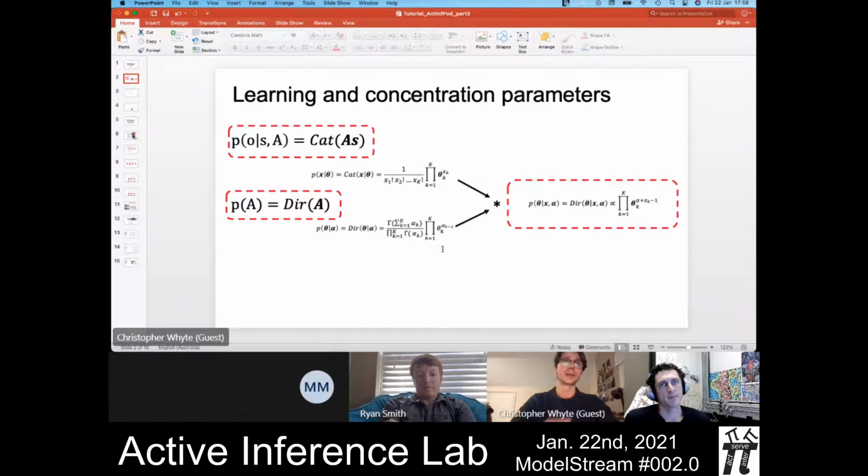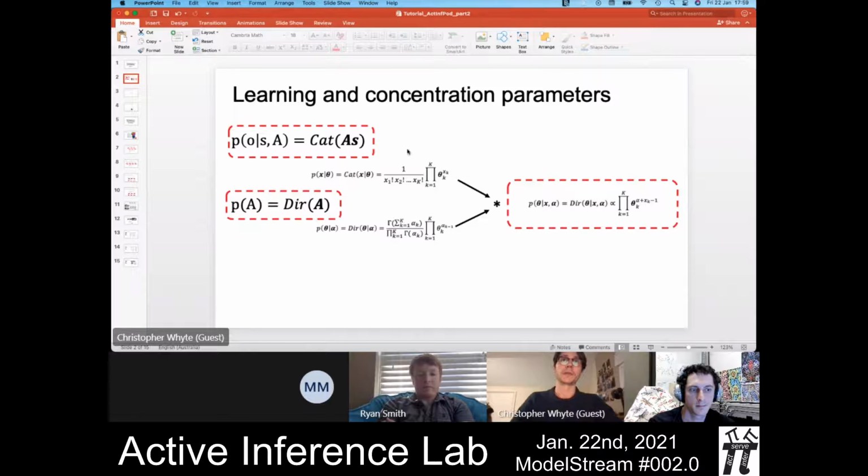Okay. So as Ryan was saying before, essentially our likelihood, say we're talking about the A matrix, is technically speaking a Dirichlet. All of the distributions, our Ds, our Bs, and our As, will be categorical distributions. They all have a prior, a distribution over the parameter space, which is a Dirichlet distribution.